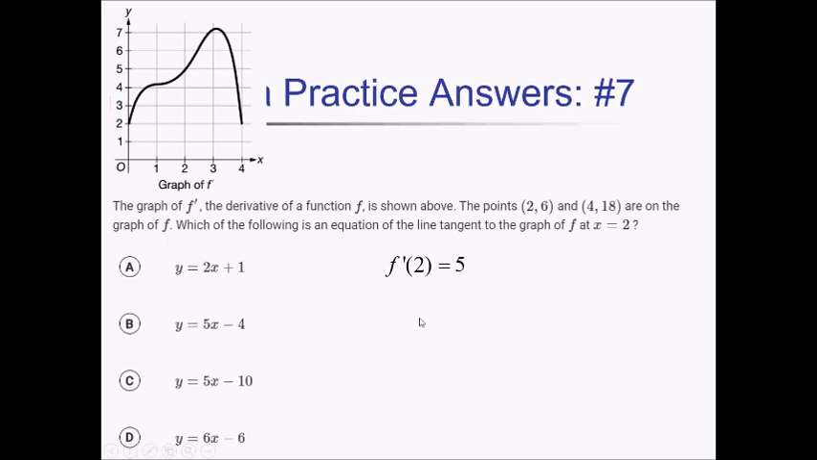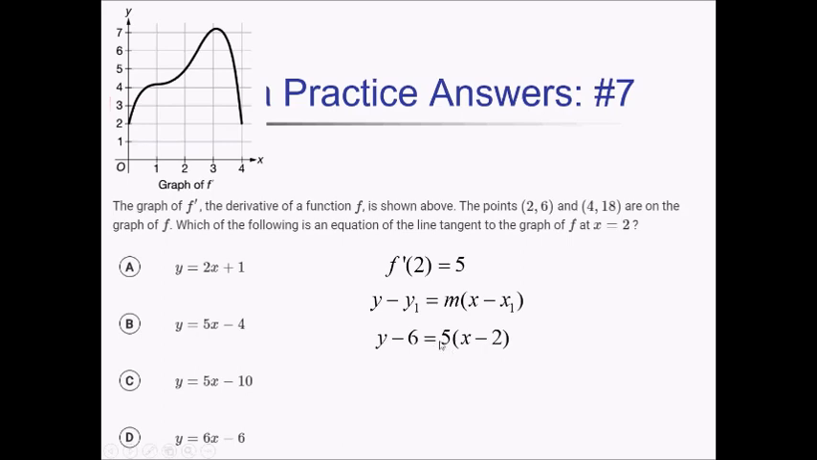Okay, let's plug everything into point slope now. So that's going to be y minus y1 equals m times x minus x1. So we've got y minus the y value 6, slope of 5, that was the f prime that we just found there, and x minus the x value 2. Now, unfortunately, this doesn't match any of the answer choices. So we're going to have to convert this into slope-intercept form.